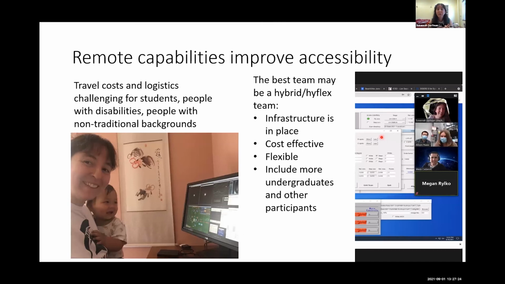In terms of the remote capabilities, I think that going forward into the future, we really think the best team may be one that is a hybrid team, where we have people who are on site. Here's Allison and Mingda, who were on site at our last beam time, our 2 allowed people. We had an undergrad here, Megan, and the rest of us here, we're all remote. This is the best way for us to be able to include more people, support the people who are there locally. It's cost effective, it's flexible, and it allows us to include some people who may never otherwise be able to participate in beam time.